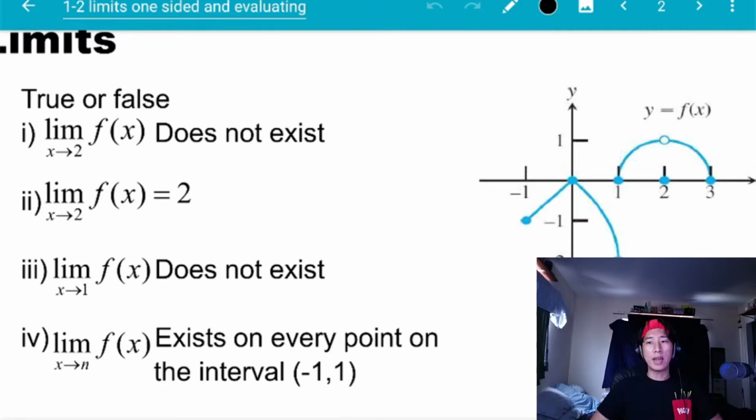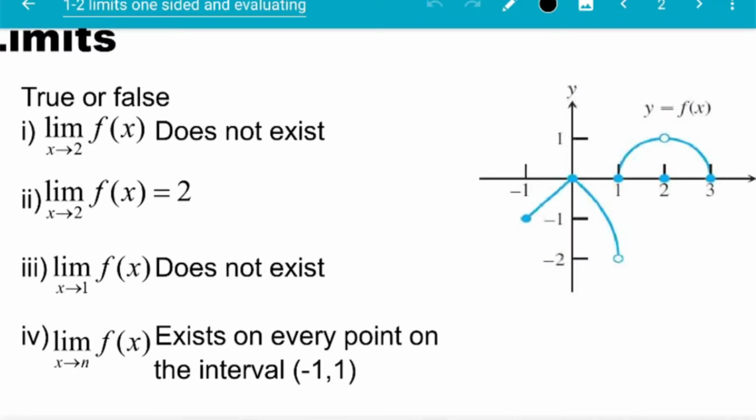I'm gonna count down from 10, and then given this function over here, can you guys see it? Actually, I'm gonna reduce my face so you guys can see it. I want you to decide, number one, is this true or false? The limit as x approaches 2 of f of x does not exist. Is that true or false? Type it in 10 seconds.